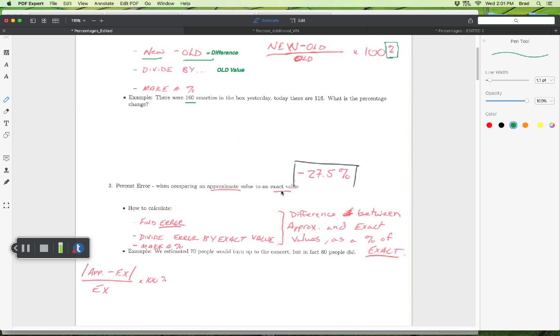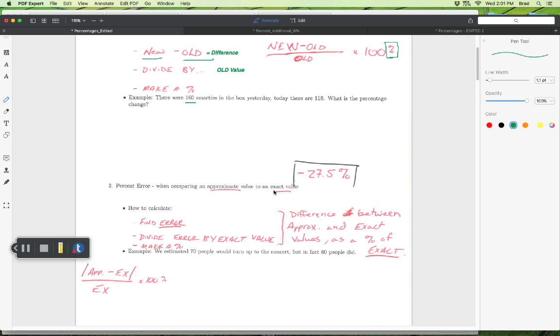So here, we're going to look at when we have percent error. We're going to think of this as arising when we compare an approximate value to an exact value. An approximate value to an exact value, okay? We'll just talk about how to calculate it first, and then we'll get into the nitty-gritty. We're going to find the error involved. We're going to divide the error by the exact value, and we're going to make a percentage. So let's walk through that moment by moment.